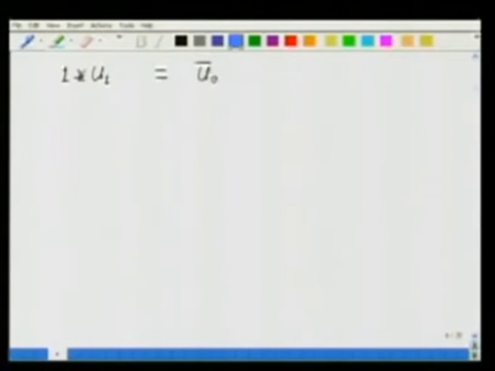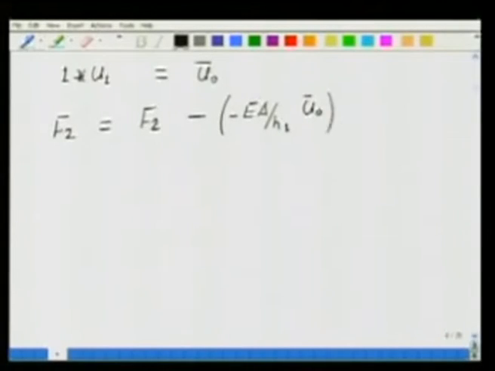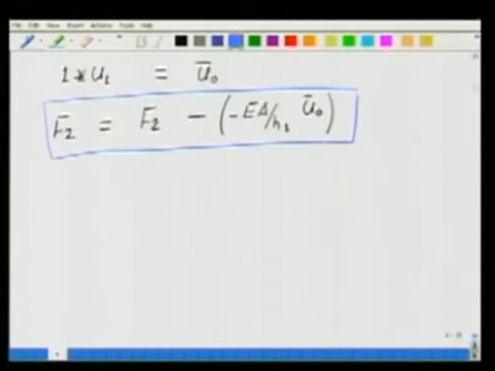With that in mind, now what do we have as our second equation? So modified F2 will be equal to what we had earlier as our F2, minus of K21, that is the first column of the second row we want to take. So it will be minus of EA by H1 U naught bar. So this will become the modified right hand side for the second equation.